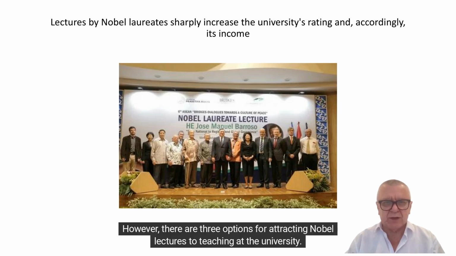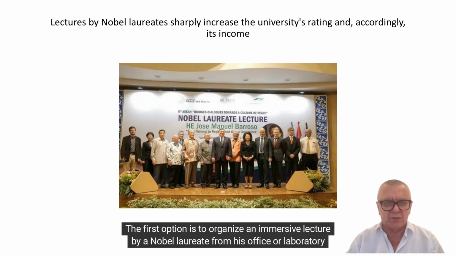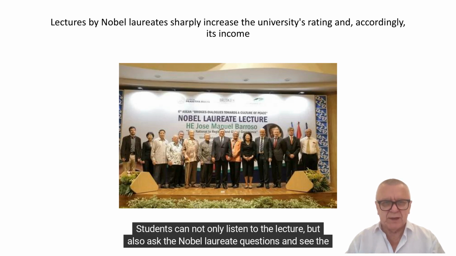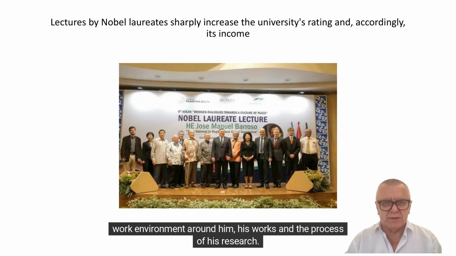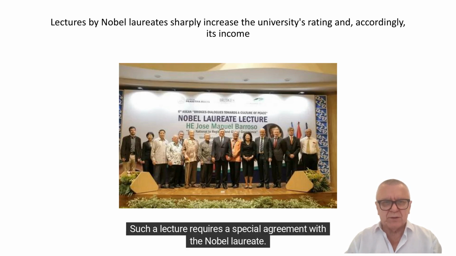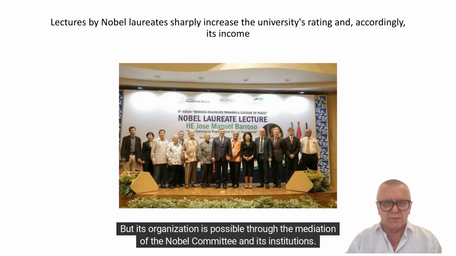However, there are three options for attracting Nobel lectures to teaching at the university. The first option is to organize an immersive lecture by a Nobel laureate from his office or laboratory via a Zoom conference. Students can not only listen to the lecture, but also ask the Nobel laureate questions and see the work environment around him, his works and the process of his research. Such a lecture requires a special agreement with the Nobel laureate. But its organization is possible through the mediation of the Nobel Committee and its institutions.